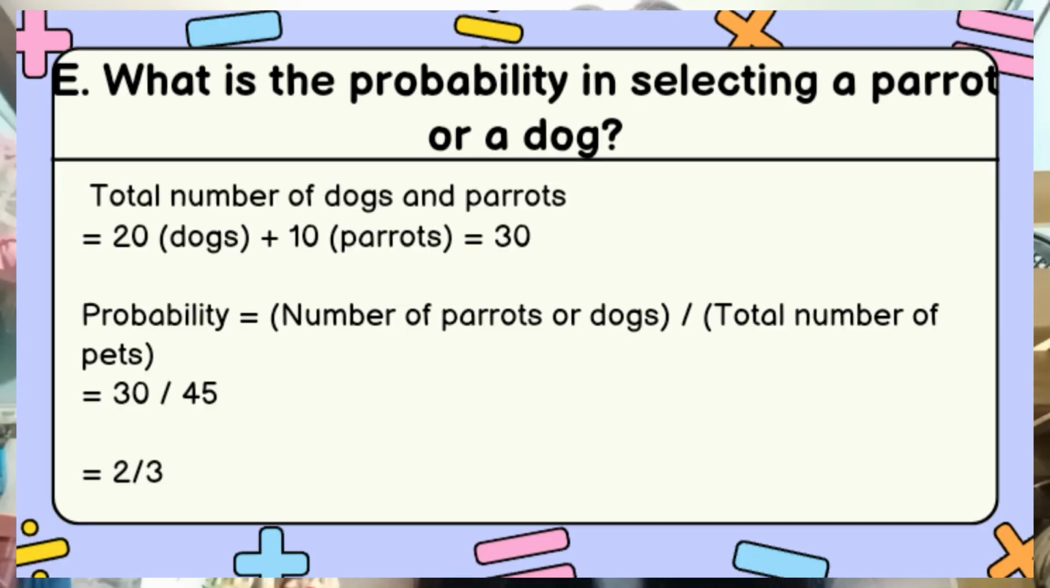First, we need to add the total number of dogs and parrots, which is 20 dogs plus 10 parrots equals 30. And to get the probability, we have the number of parrots or dogs over the total number of pets. So now we have 30 over 45, and the simplest form of 30 over 45 is 2 over 3.